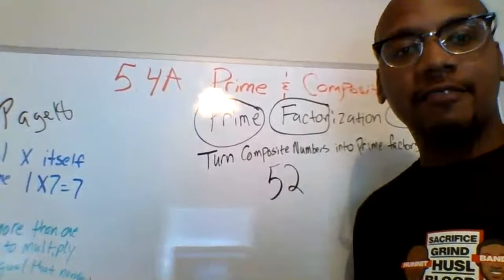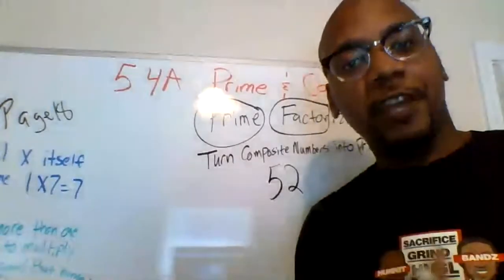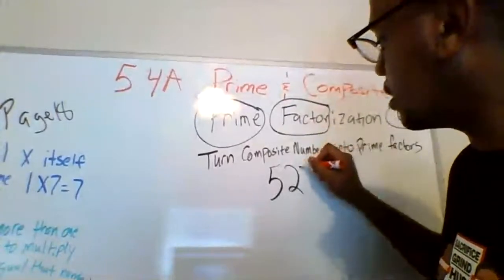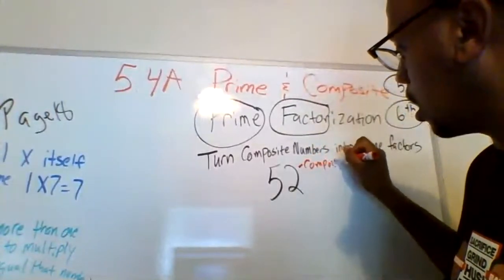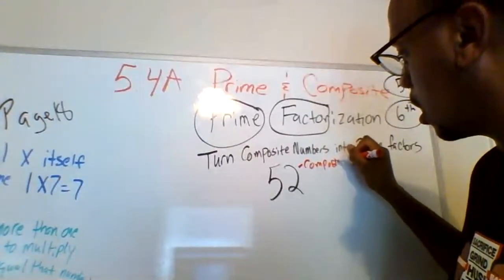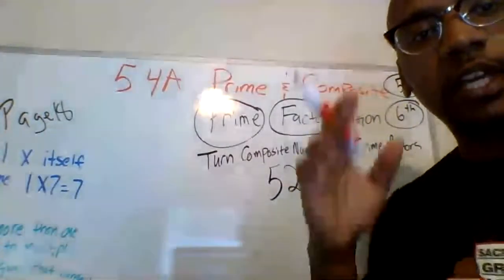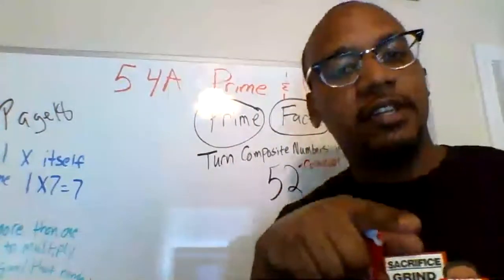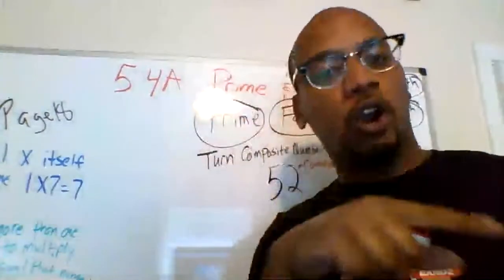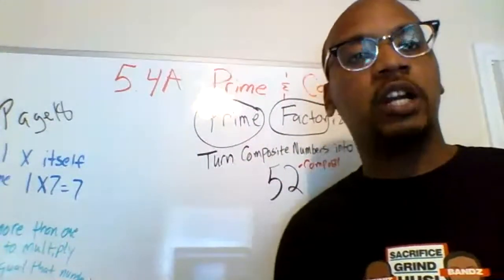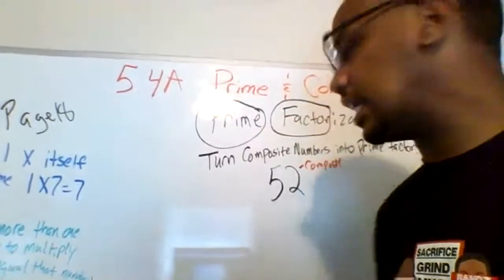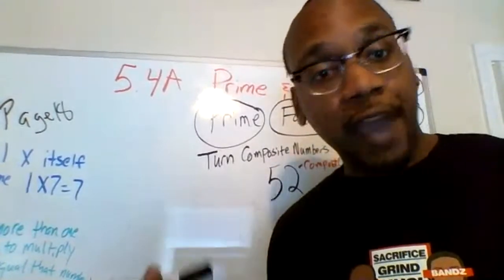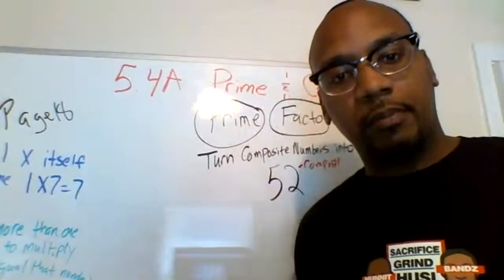Now, Ivan, right now, 52 is composite. You said, Mr. T, how do I know 52 is composite? You know 52 is composite because 1 times 52 and it ends in a 2, which means it's even. So that means the rule of 2 works on 52. And if any one of them rules work, the number is composite. So I know 52 is composite. I might not know all the factors of 52, but I know 52 is composite.